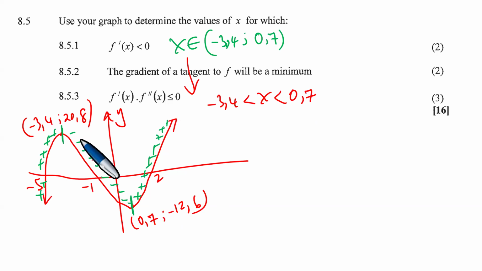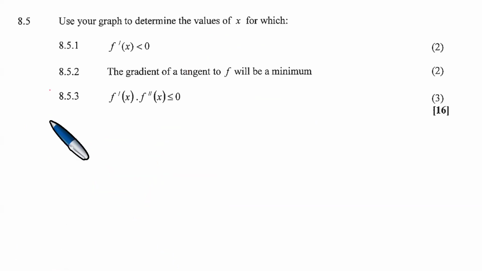The gradient, the slope, is negative because the function is going downslope between -3 decimal comma 4 and 0 decimal comma 7. Just note those things there. We'll look at the next one.